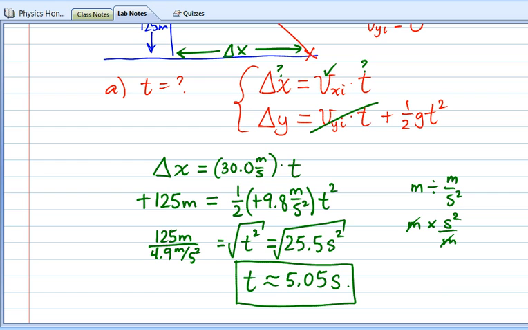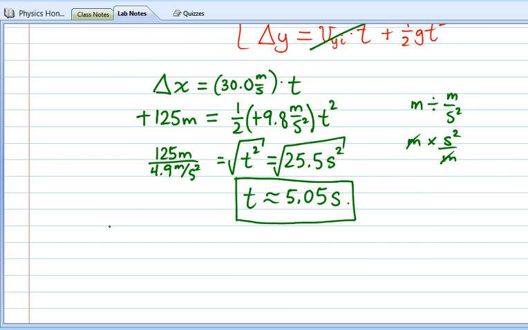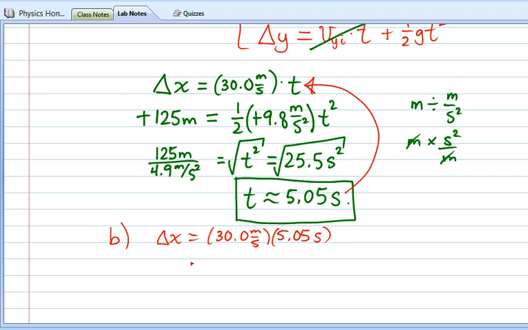The second part, finding the horizontal distance that the projectile travels, well, that's actually pretty easy. We just take this time and we plug it back into our delta x equation. So delta x is 30 meters per second times 5.05 seconds. And look at that, seconds cancel, and it's about 153 meters. So there is our horizontal distance traveled.